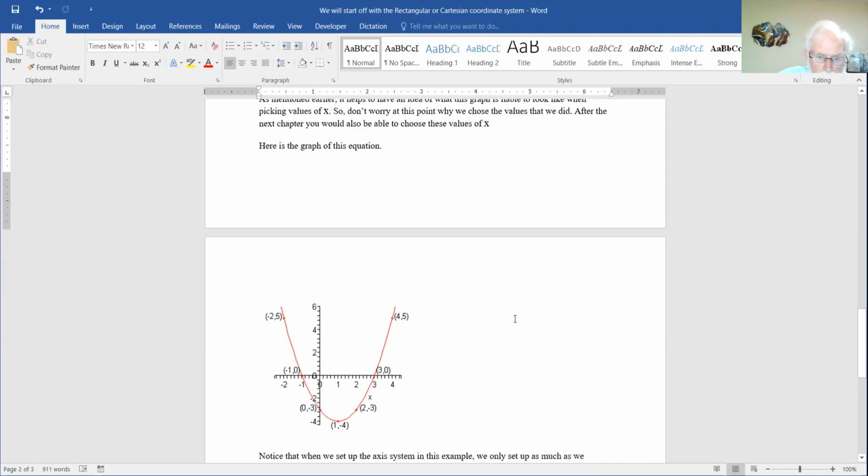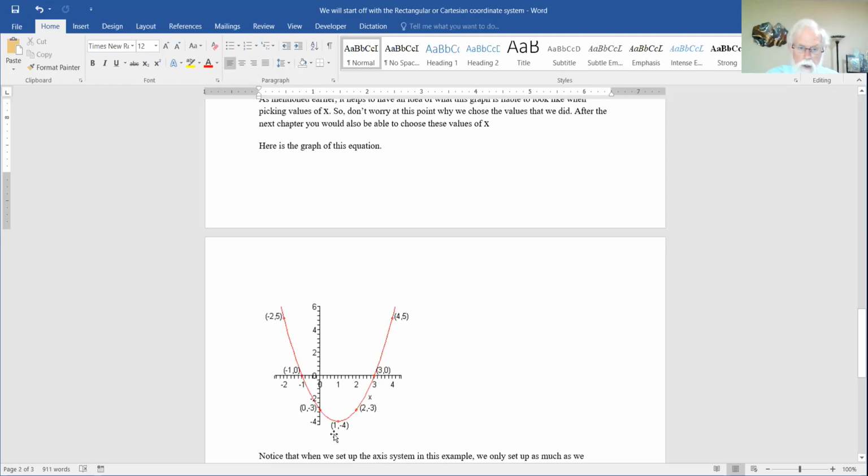Then we substitute other values. So if we substitute 1, we find that y is minus 4 because we had x squared minus 2x minus 3. X squared is 1.